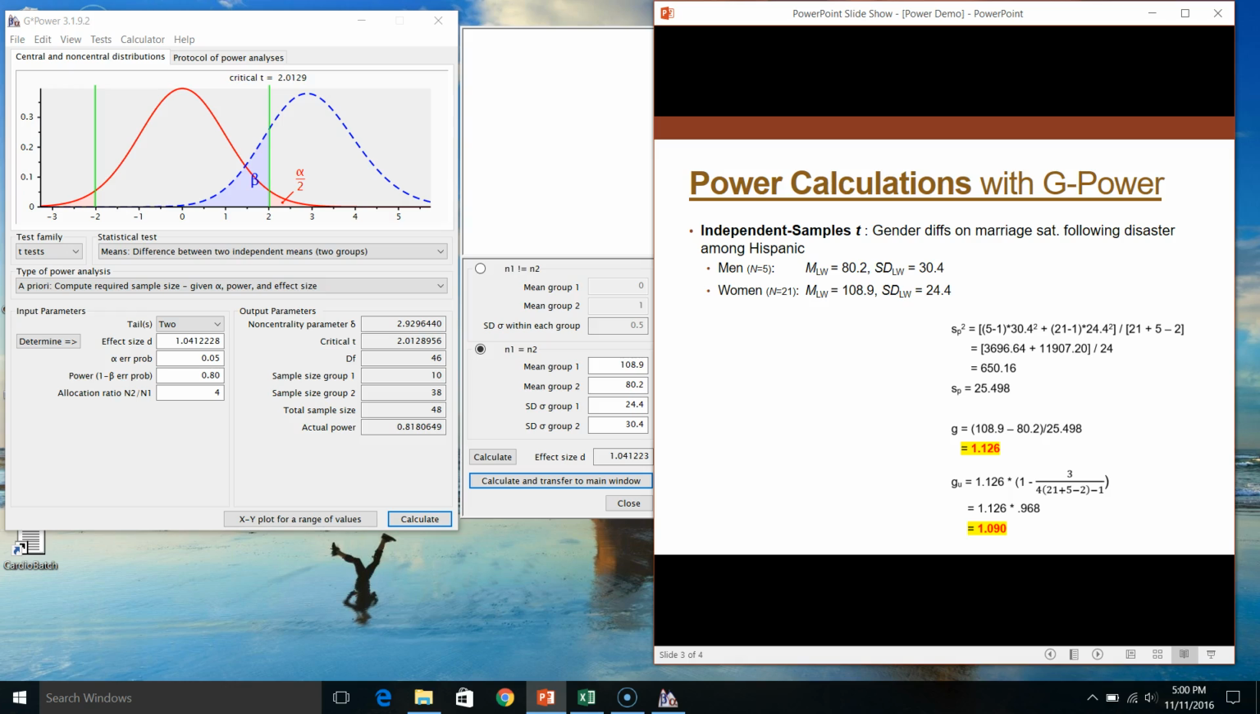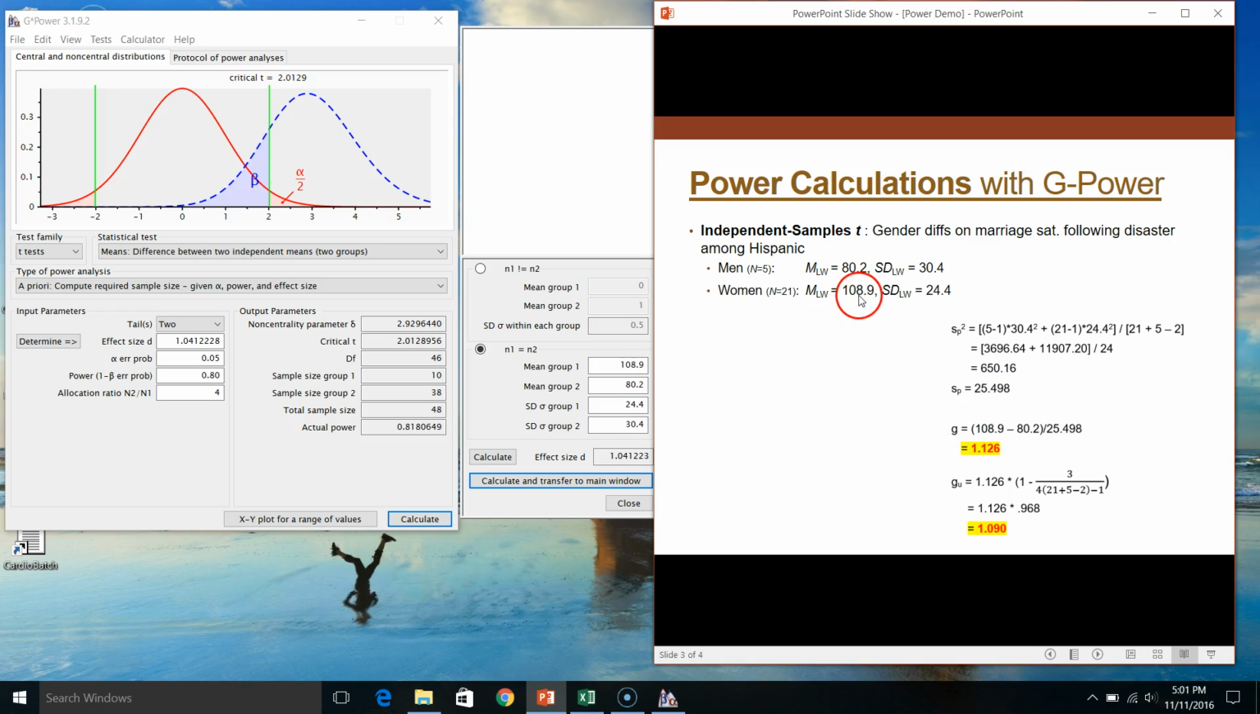Because in this case, we would normally calculate a Hedges' g, right? Something that takes into account differences in variability across my samples and differences in sample sizes across my cells. If we calculate a pooled variance estimate for our men and our women, we've got 4 people in the male group times 30.4 squared, because we're working with variances, plus 21 minus 1 degrees of freedom for our women, times the square of our standard deviation to get variance, all divided by 21 plus 5 minus 2, our degrees of freedom. We end up getting a pooled variance of 650.16. We take the square root of that, and we get a standard deviation of 25.498.